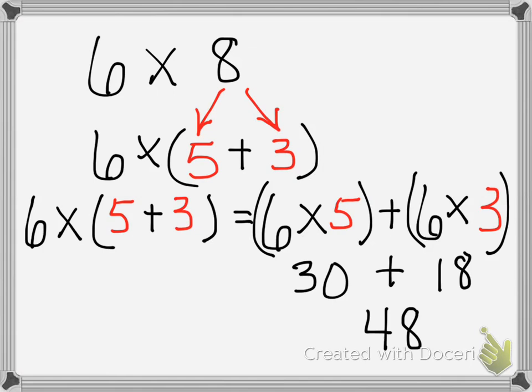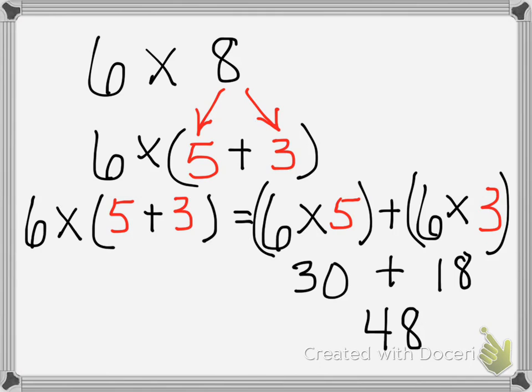In this example, I have 6 times 8, and I am going to show one of the factors as a sum. I broke apart the 8 into 5 and 3, so that I have 6 times (5 plus 3). Then I'm going to multiply each of the addends by 6. That gives me 6 times 5 plus 6 times 3.